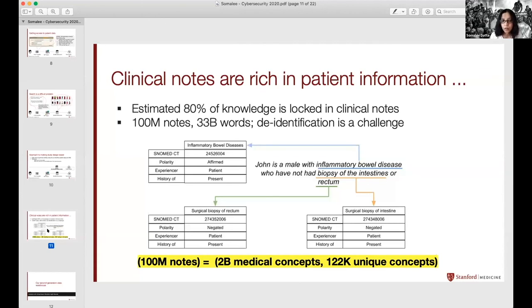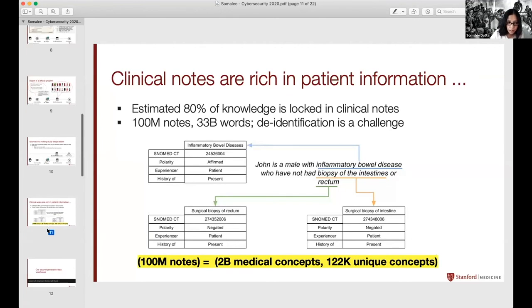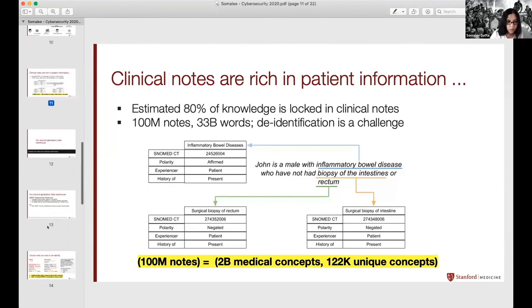And if you look across all our 100 million nodes, there are 2 billion concepts, and 122,000 of them are unique concepts. So there is a lot of information there. You could argue, what if I just present this level of data to the user and not show them the nodes? Then it boils down back to the Amazon analogy, where they are not looking at the data, they are looking at a synthesis of the data, and that often leads to poorer research quality.